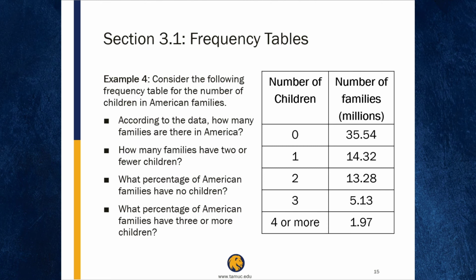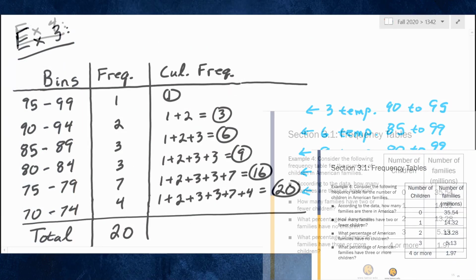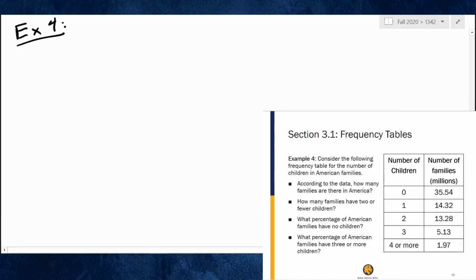So in this example, it says, consider the following frequency table for the number of children in American families. We're going to answer some questions regarding this information. The first one says, according to the data, how many families are there in America? Notice the first column is the number of children, and the second column is the number of families. I'll add up everything in the second column, and that will give me the total number of families.